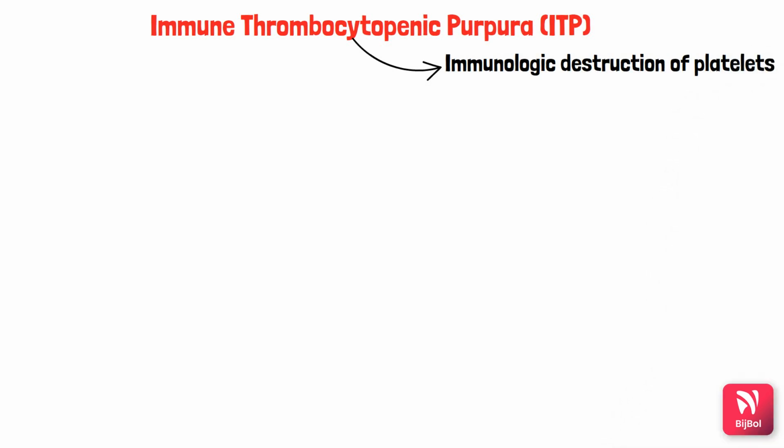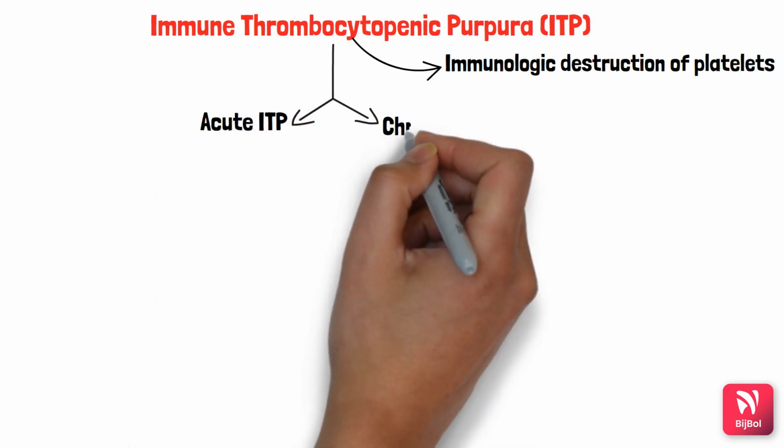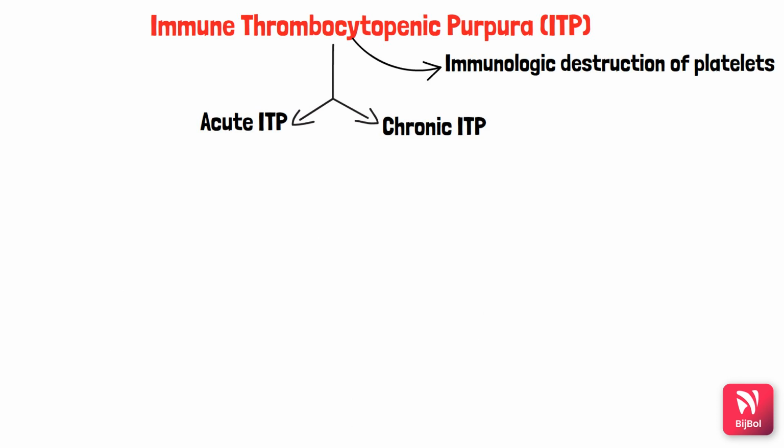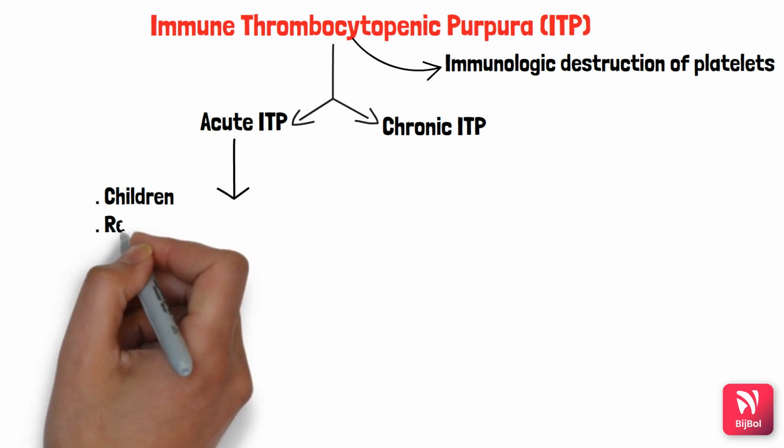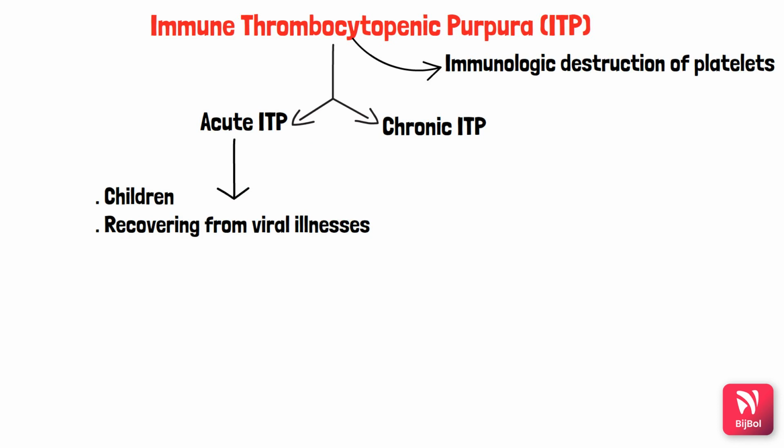So first of all, before discussing the pathogenesis, on the basis of duration of this illness, this ITP is classified into two forms, that is acute ITP and chronic ITP, and both of them will have different pathogenesis, that is, different immunological destruction of platelets. So what happens in acute ITP is that usually this is a self-limited disorder which is seen in children, and in children also who are recovering from a viral illness. So like cytomegalovirus infection or infectious mononucleosis or hepatitis C, such virus infections.